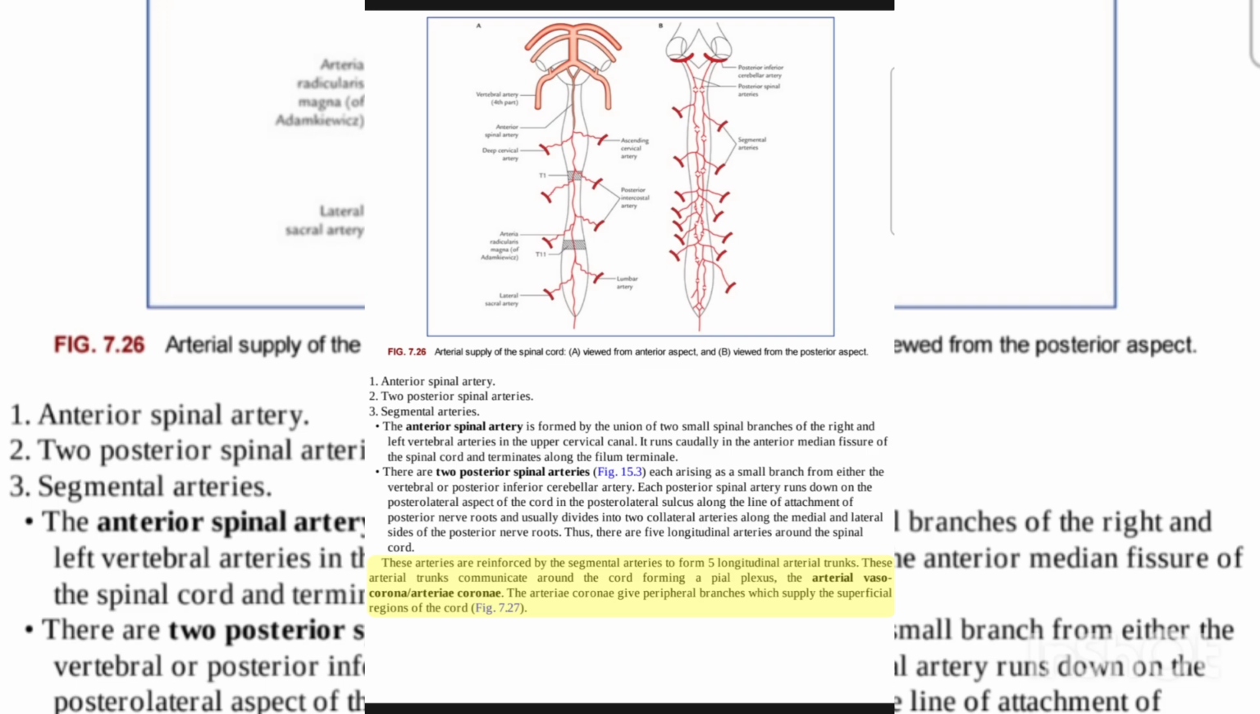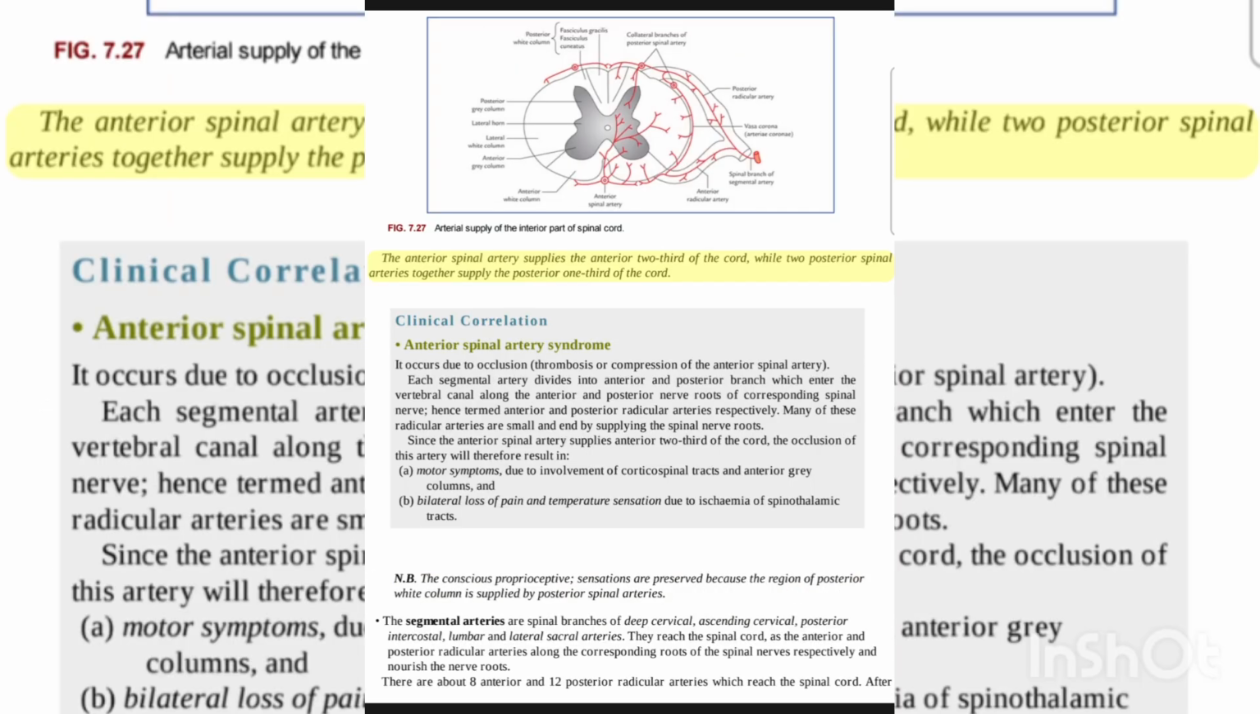These arterial trunks communicate around the cord, forming a pial plexus, the arterial vasocorona, arteriae coronae. The arteriae coronae give peripheral branches which supply the superficial regions of the cord, Fig. 7.27. The anterior spinal artery supplies the anterior 2/3 of the cord, while two posterior spinal arteries together supply the posterior 1/3 of the cord.